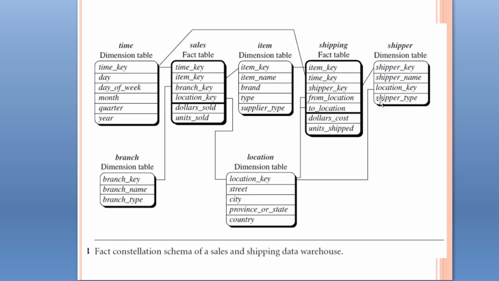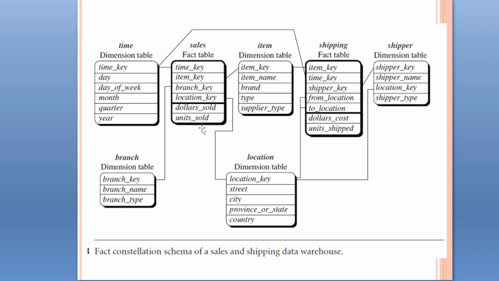So here we can see that we have multiple fact tables, one fact table for sales and another fact table for shipping. And as we have learned, these fact tables contain numeric measures, like here dollars sold and units sold are numeric measures, and in shipping, dollars cost and units shipped are two different measures. The fact table also contains several foreign keys like item key, time key, shipper key, and from location key. Similarly, here we have time key, item key, branch key, and location key.